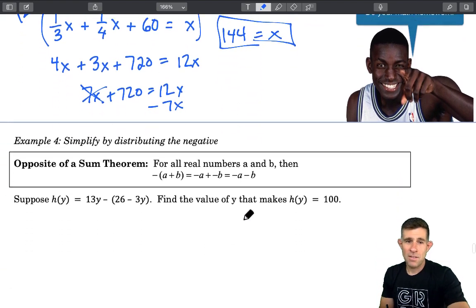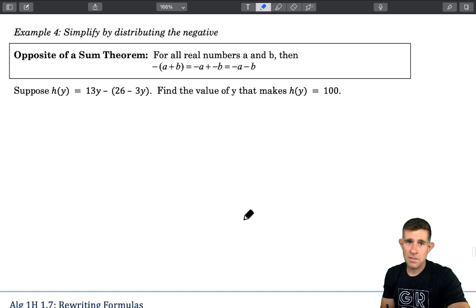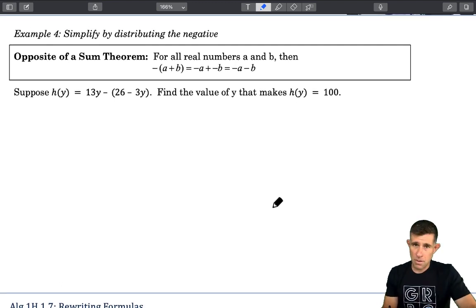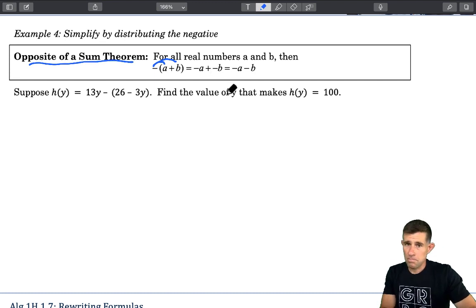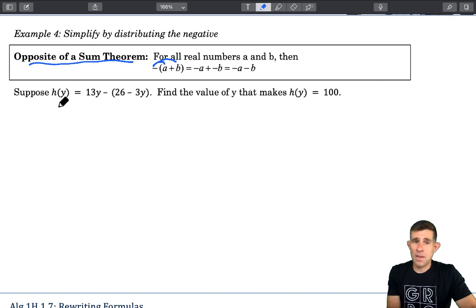All right, one final example for today, also dealing with the distributive property. Now we're talking about distributing a negative. This is also known as the opposites of a sum theorem, but you'll never really need to know that. So we have a negative out in front of a parentheses. That negative needs to be distributed to both terms inside. So the opposite of a plus b is the opposite of a plus the opposite of b. Another way of saying that is negative a minus b. Let's apply that in this next problem.